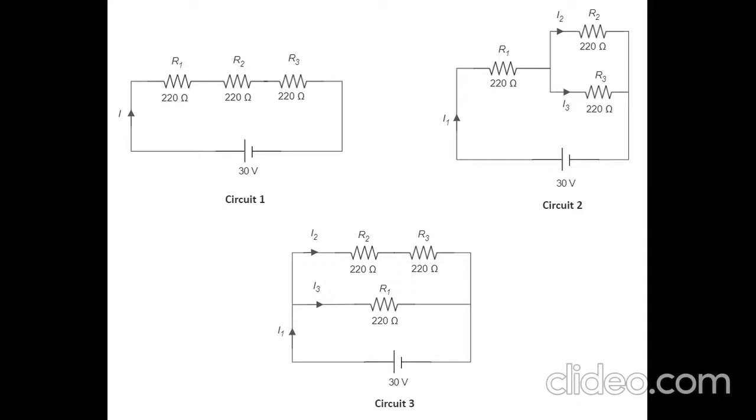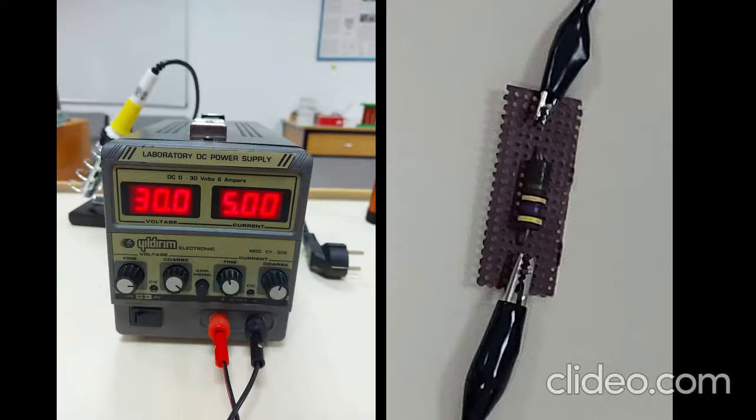My objective is to observe Kirchhoff's circuit laws and Ohm's law in these circuits. To construct these DC circuits, I'll be using a DC power supply and three identical 220 ohm resistors. I'll be making the measurements with a multimeter.